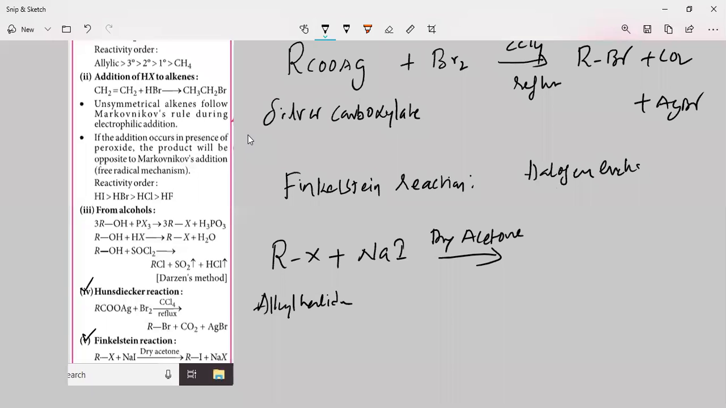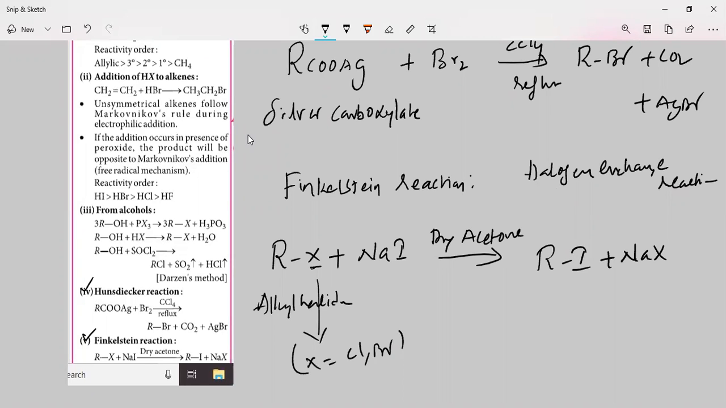In this, what happens is that in the place of halogen X, iodine will be substituted, and thereby you are going to get alkyl iodide, RI, plus NaX. Here X is chlorine or bromine. So in the place of chlorine or bromine, iodine will be substituted. One halogen is substituted by another halogen. That's why this reaction comes under the halogen exchange reaction, the Finkelstein reaction. So this is about preparation.